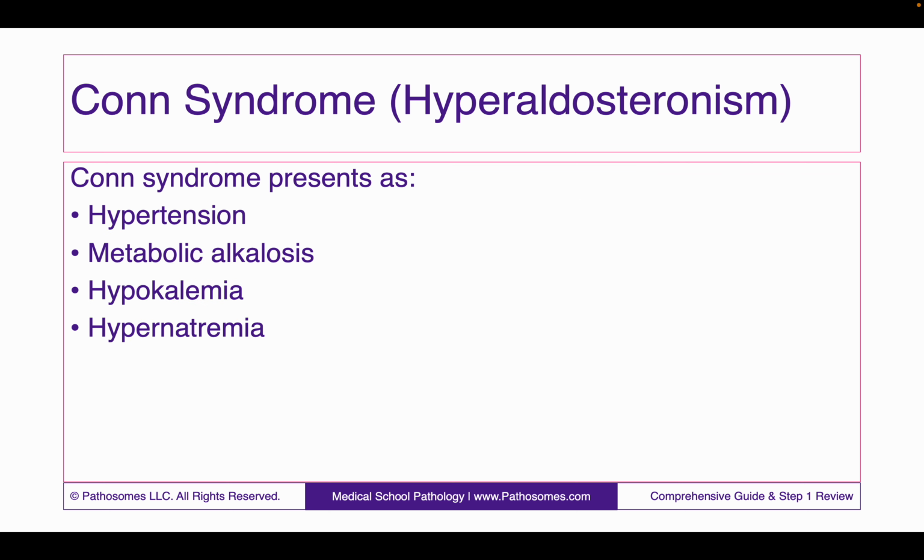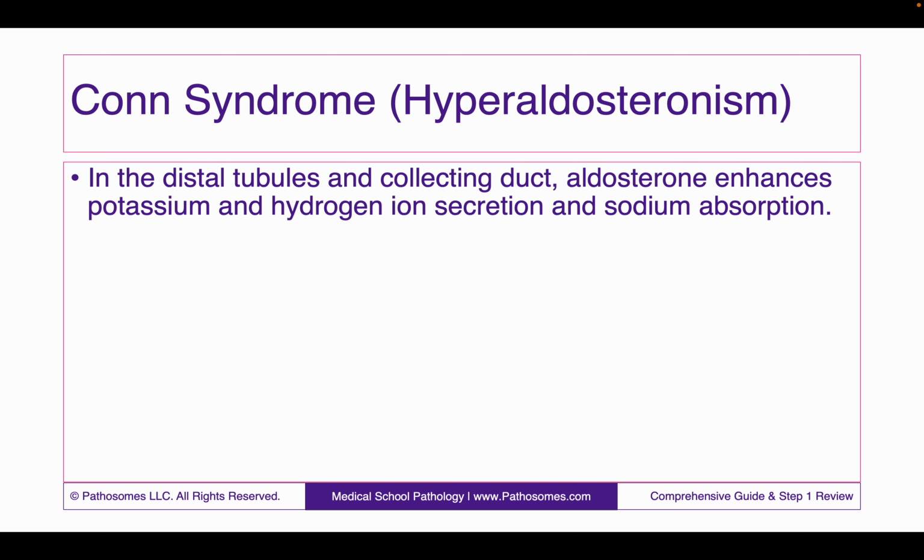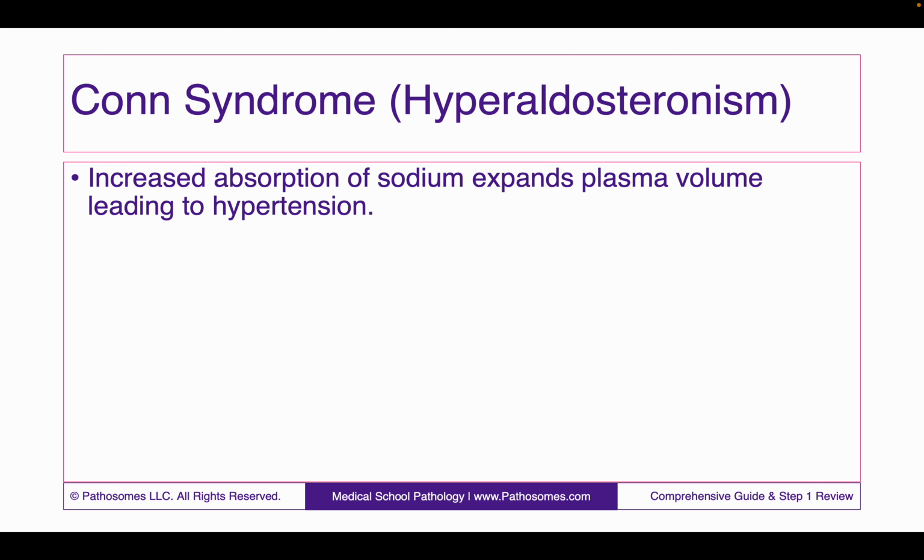Conn syndrome presents as hypertension, metabolic alkalosis, hypokalemia, and hypernatremia. In the distal tubules and collecting duct, aldosterone enhances potassium and hydrogen ion secretion and sodium absorption. Increased absorption of sodium expands plasma volume, leading to hypertension.